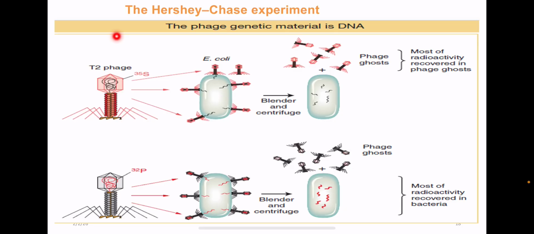Okay, so we know that proteins contain sulfur and DNA does not. Also, DNA contains phosphorus, and most proteins, or all proteins, have very little phosphorus in them. So if you are going to use two labels, like sulfur 35 and phosphorus 32, sulfur 35 is going to label the proteins, because DNA does not have sulfur, and phosphorus 32 is going to label DNA because most proteins have little phosphorus.